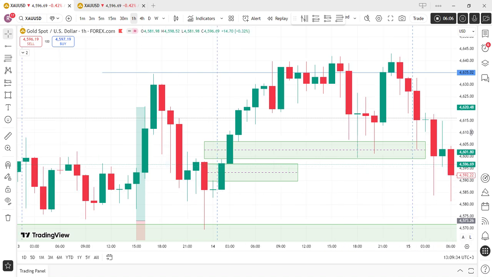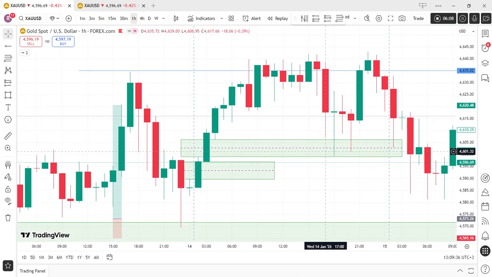If you take a look, when I talk about the essence of time and price, what time is this? This is a silver bullet. So for example, with the silver bullet, you're going to mark the high, and this is an ICT concept.